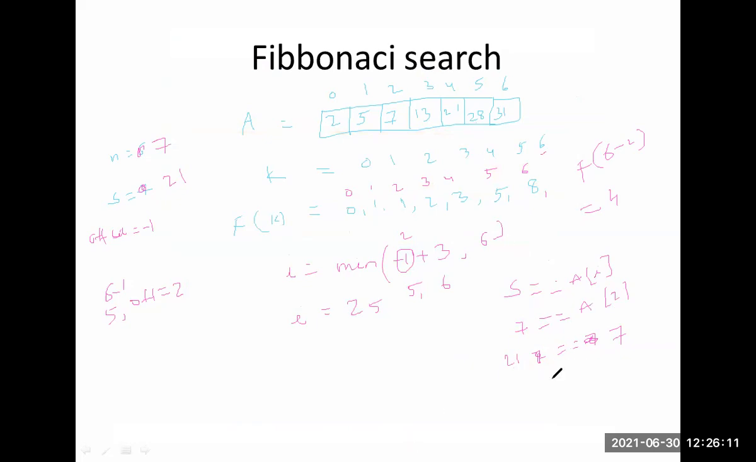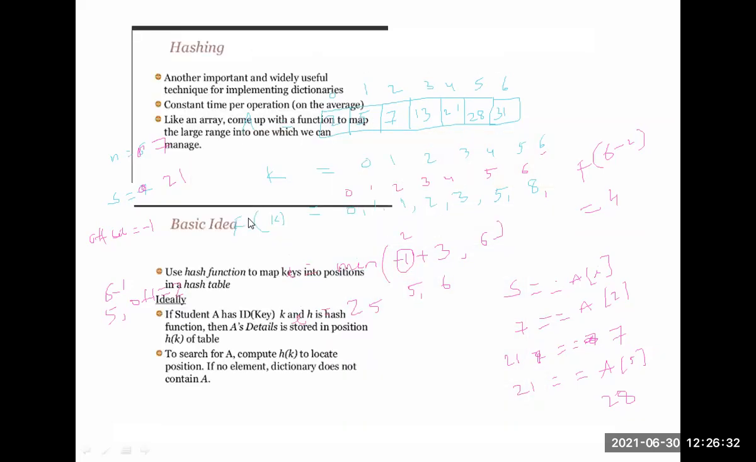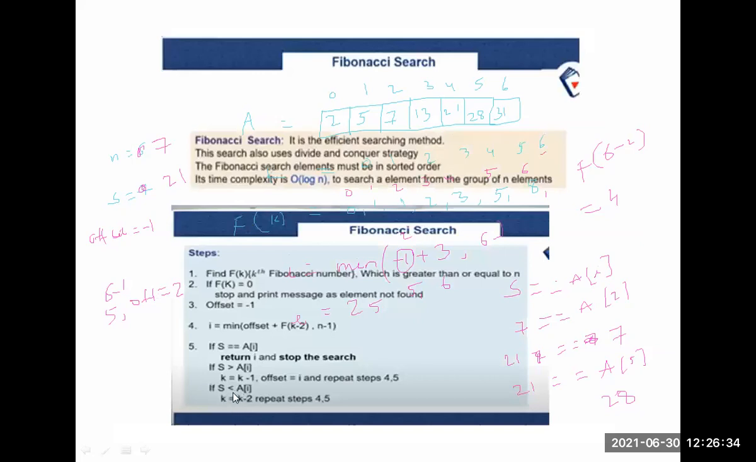So 21 equal to A of 5. You have to check the condition with A of 5. A of 5 is 28. Okay. So here the condition fails. Condition fails means then check the value S against A of I, then check the condition S and this A of I greater than this one.